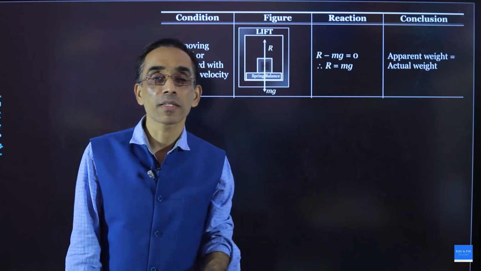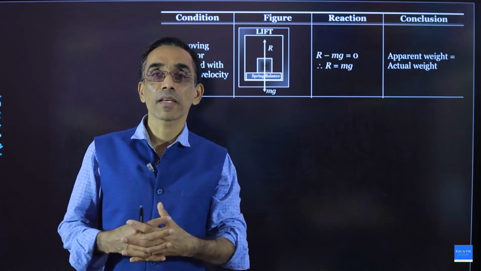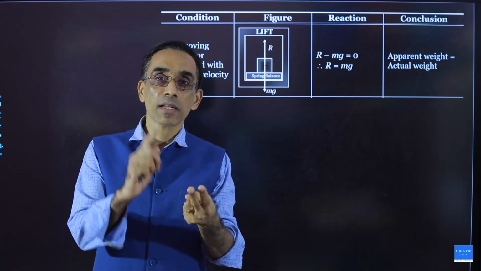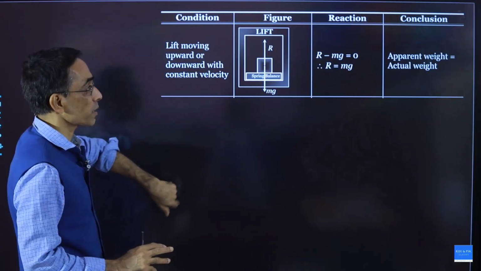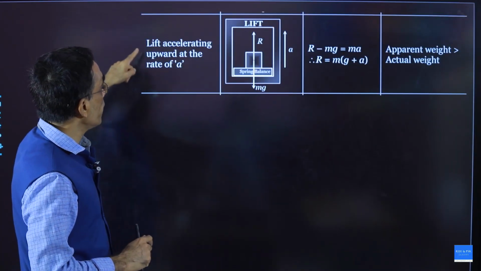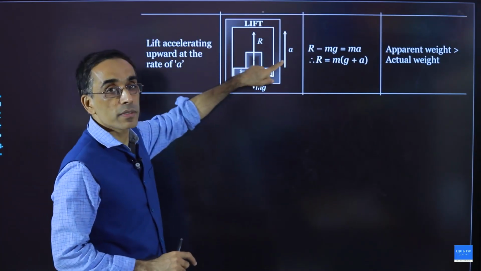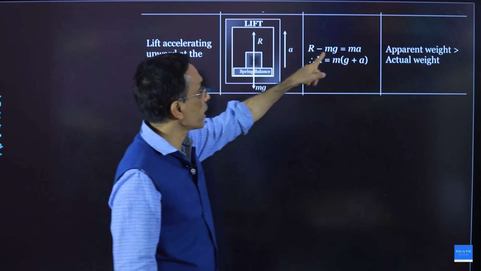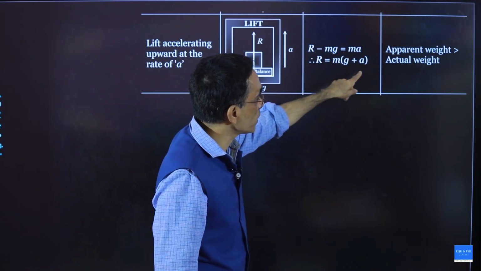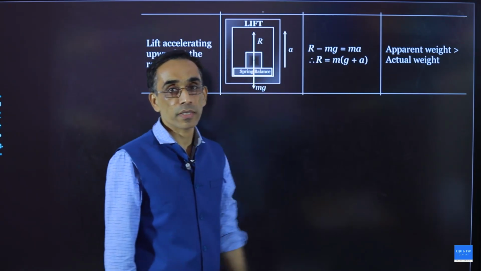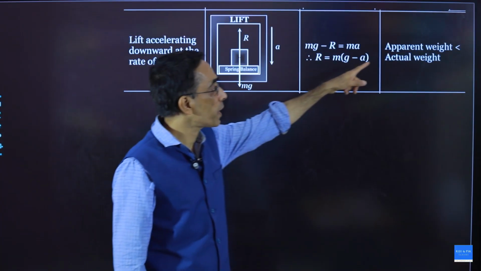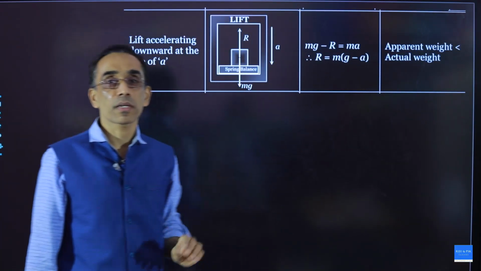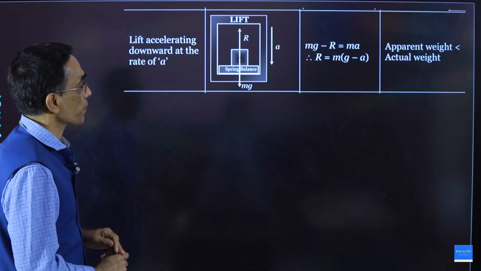So, when do we experience the same actual weight in a lift? When the lift is at rest or when the lift is in uniform motion. Uniform motion upward or downward does not matter. Lift is accelerating upward. I did that earlier, right? R minus mg equal to ma, R equal to m into g plus a, apparent weight is greater than actual weight. Lift is accelerating downward, you will get apparent weight less than the actual weight, same equation. Write the equation and study.